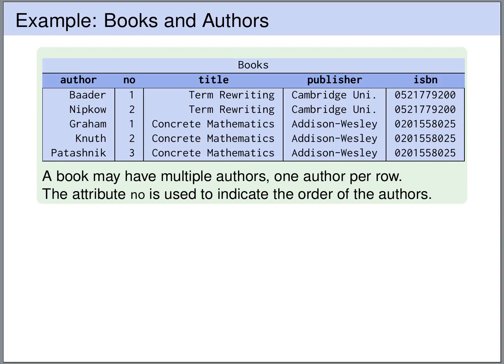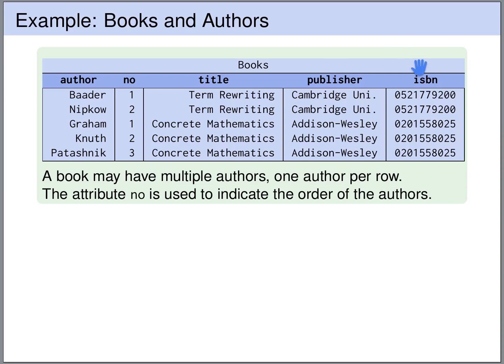So let's practice a bit finding functional dependencies. We are only interested in those functional dependencies that hold in all intended database states. Here we have a table books, and this contains information about books and their authors. So we have attributes author, it's the name of the author, an attribute no, which is the number of the author, whether it's the first or the second author on the book. We have the title of the book, the publisher of the book, and the ISBN number, which identifies the book.